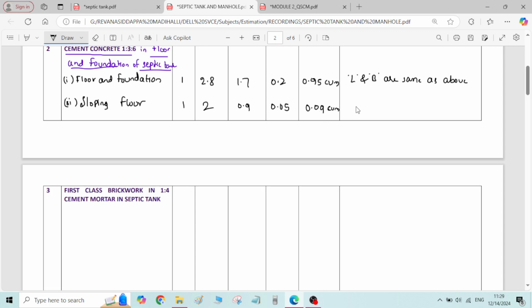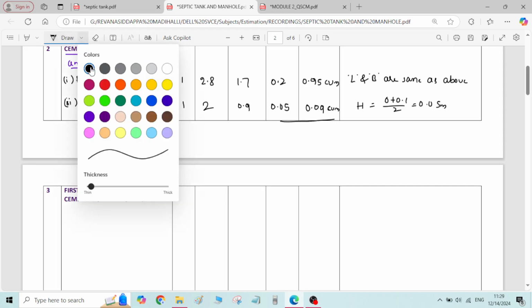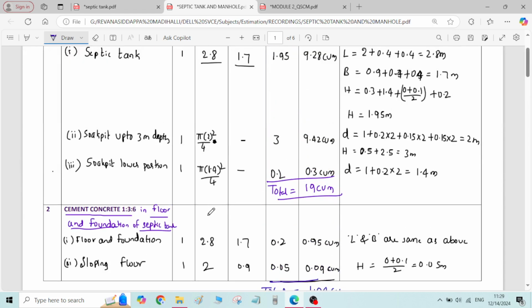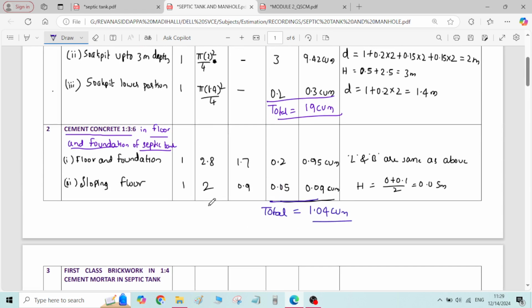Okay, so height is average height. Take an average height, 0 plus 0.1 divided by 2, 0.05 meter. Now we can calculate the total quantity finally for the second item of work. If you calculate the total quantity, we will get the answer as 1.04 cubic meter. So this completes the calculation of cement concrete 1:3:6 in floor and foundation of the septic tank.